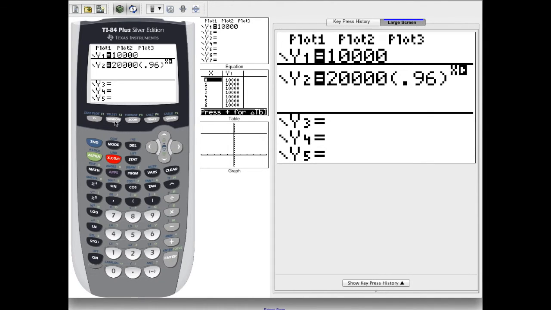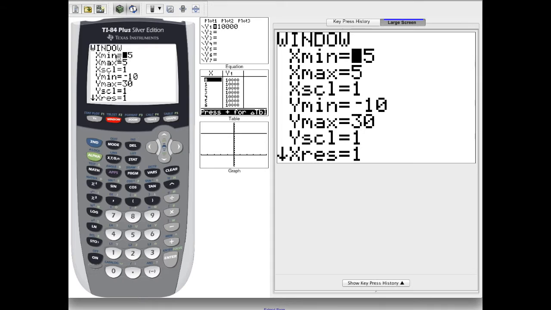So first I want to adjust my window. X, that's my time, right? So I can never be in negative time. So I'm going to say that minimum x, or the minimum time, is 0. Now x max, I'm not really sure how long it's going to take for it to decrease, but I'm just going to guess about 50 years. And then we can always adjust that afterwards.